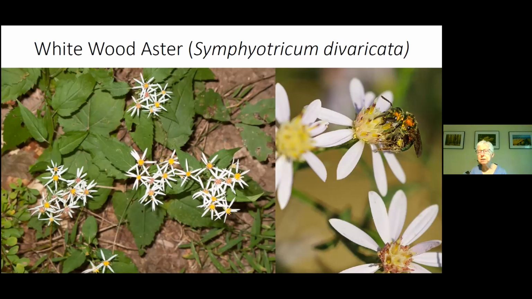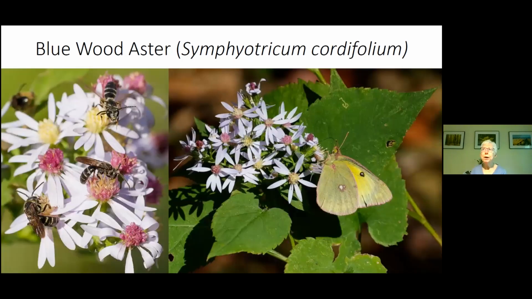And here we see a sweat bee looking for food and helping this plant to be pollinated. Just look at how her body is covered with pollen, and she's collecting some pollen to take back to her nest. Blue wood aster. Oh, white wood aster typically begins to bloom in about mid-August and continues to bloom into early October. Blue wood aster starts to bloom at about the end of September and blooms into early November.